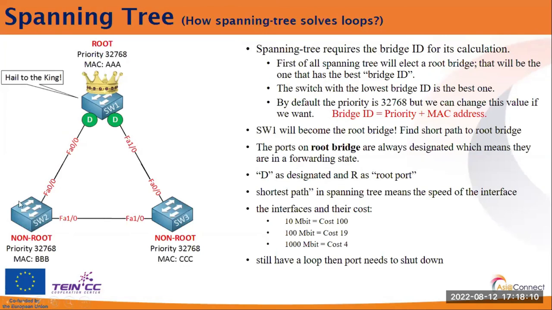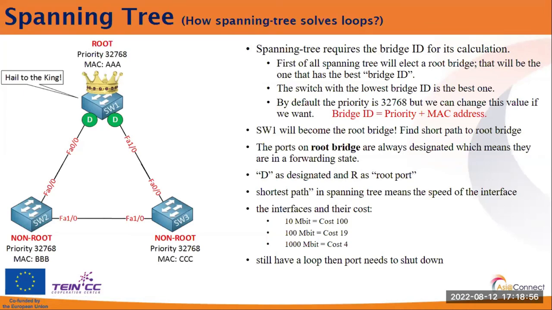You can see here another scenario. First of all, spanning tree will elect a root bridge. See here, there is a loop. Now we are saying how to solve this loop through the spanning tree. So first of all, spanning tree will elect a root bridge. How? The root bridge will be the most important. It checks the lowest MAC address and highest priority. So the switch with the lowest bridge ID is the best one.